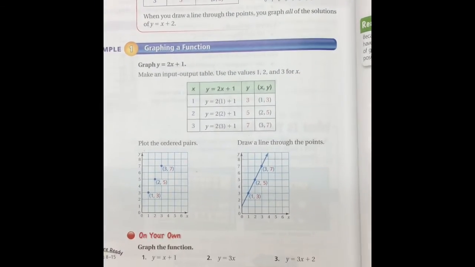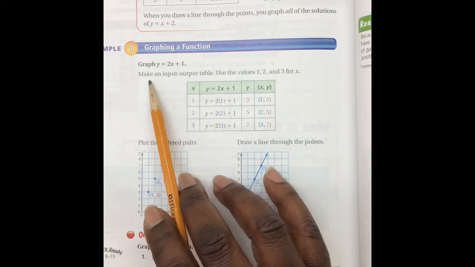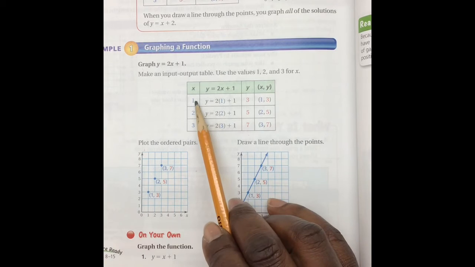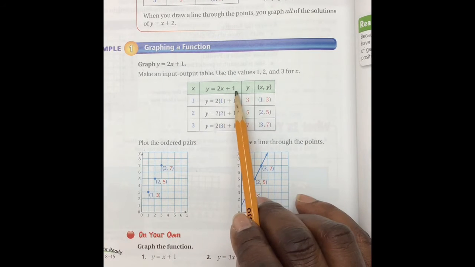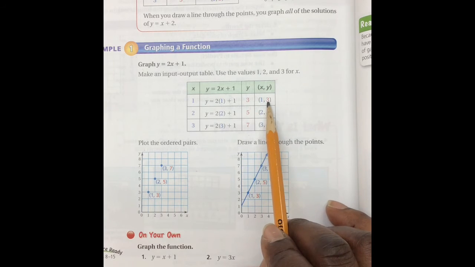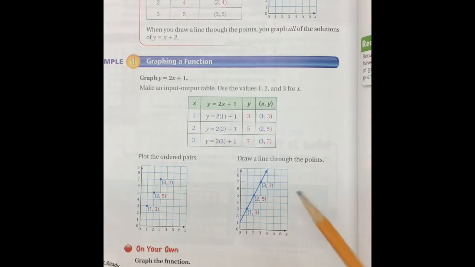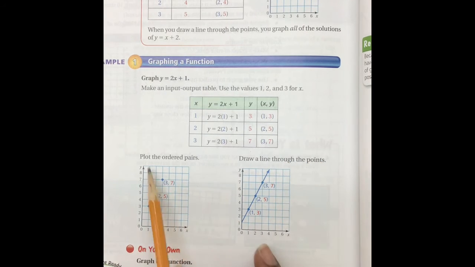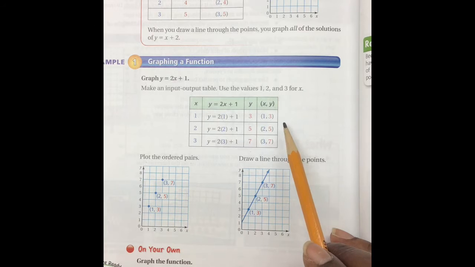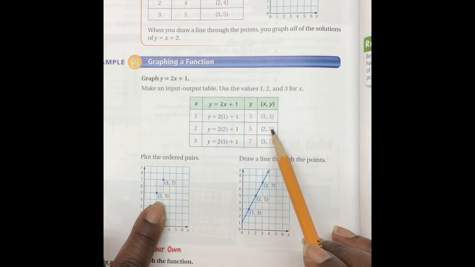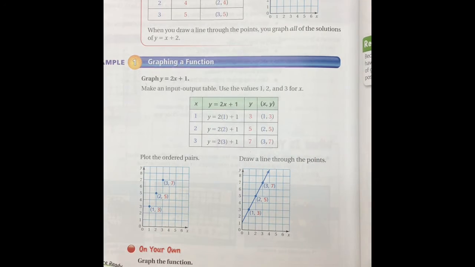Now, let's take a look. Here, we have 2x plus 1. Make an input-output chart. So we have an input of 1. This is our equation, 2x plus 1. This is our output, and these are our coordinates for our graph. So now, when that happens, we plot the ordered pairs: 1, 3; 2, 5; 3, 7. Then we draw a line through our ordered pairs. That's something Ms. Jones did not do at the homework. So you see that last little bit of drawing the line through is needed. I'll go back over that with you momentarily.